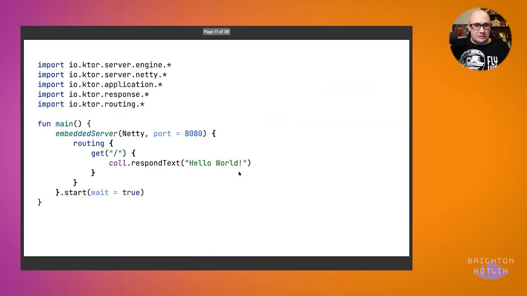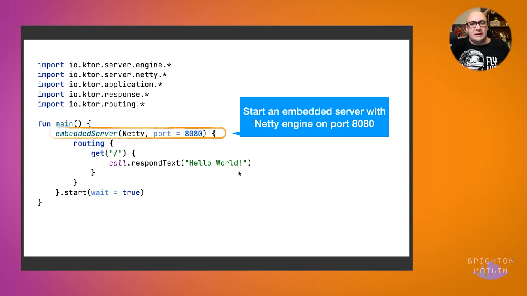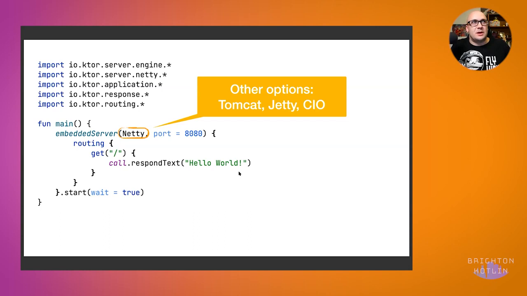So let me see. This is how the hello world looks. Main function, we are starting the embedded server on port 8080. Obviously, if we are saying that we start the embedded server based on the Netty engine, then a pretty legal question is, what are the other options? And there are plenty of other options like Tomcat or Jetty. And we also have our own engine, which is CIO, and the C there stands for coroutines.